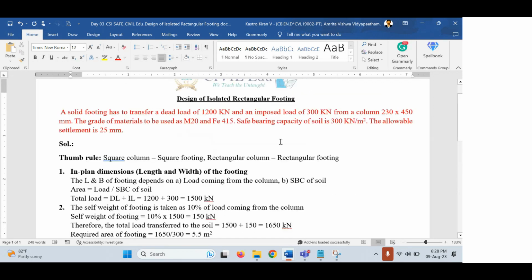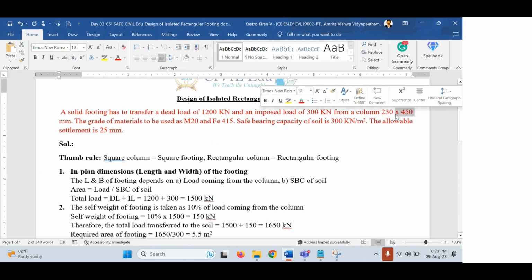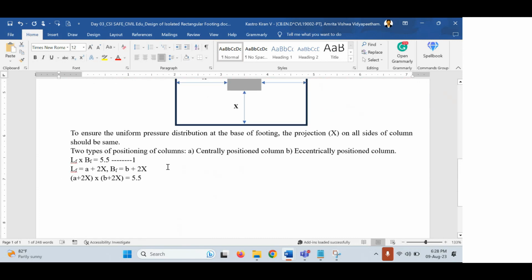We have the dimensions of the column, which is 230 by 450. The larger dimension will become A, the smallest dimension will become B. So for your convenience, I'll write that. Here A equals 450, B equals 230 mm. These are the dimensions of the column. Remember, don't think anything else. 450 and 230 mm are the dimensions of the column.